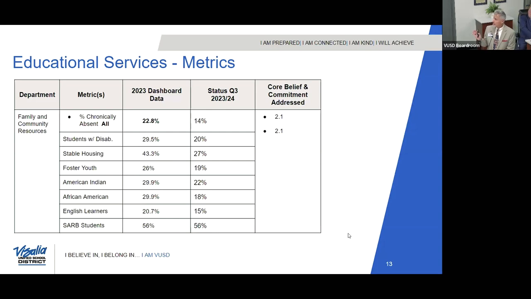Again, super pleased with where we are right now. We're at 14%. Last year, we were at 22%, and the year before that, it was in the 30s. So again, we're trending in the right direction in all of our groups, with the exception of our SARB students. And Board, as you know, those are the students that we are working intensely with on school attendance. So we're going to continue to work on that area and find out what other things we might try to help them see a difference.